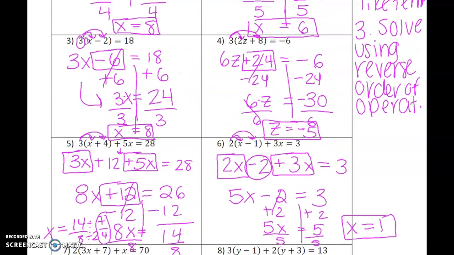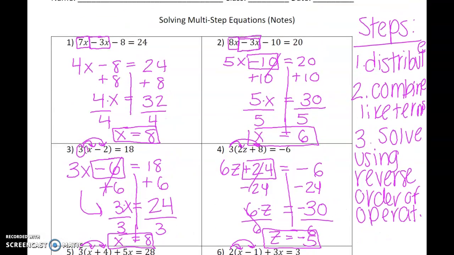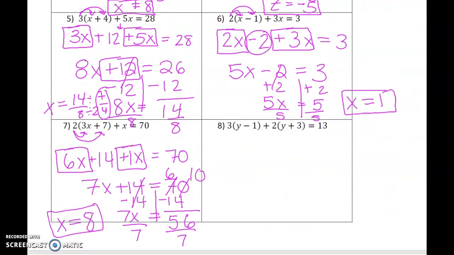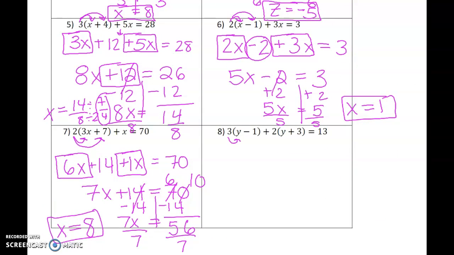Alright, step number 8. First step, distribute. Alright, here we go. So I'm going to distribute. But oh my gosh, I have 2 sets of parentheses. So I got to distribute not once, but twice. So 3 times y, that's 3y. Now I do 3 times negative 1. Well, that's going to be 3. And the 3 is positive. The 1 is negative. Different signs, so it's going to be negative.